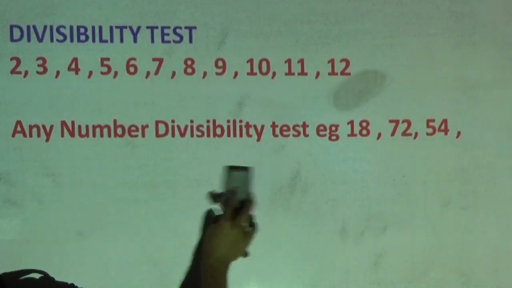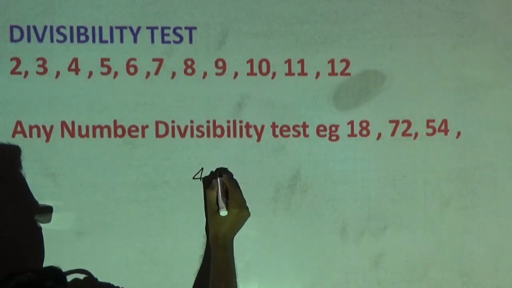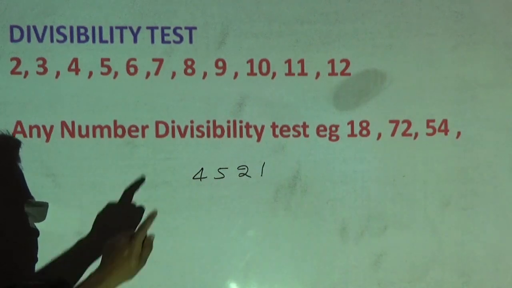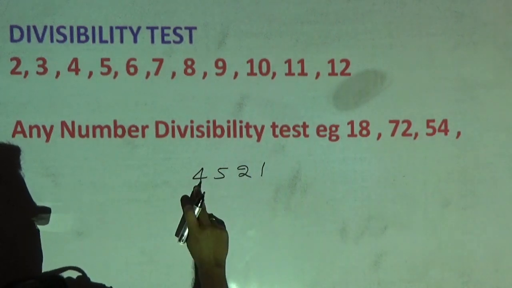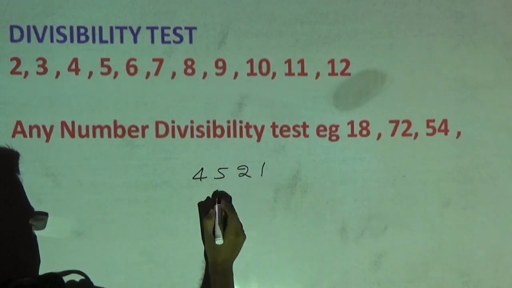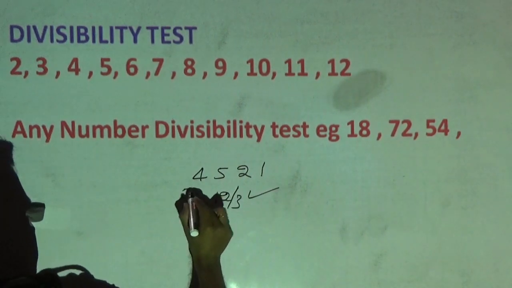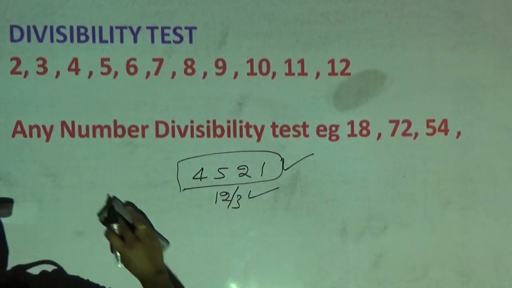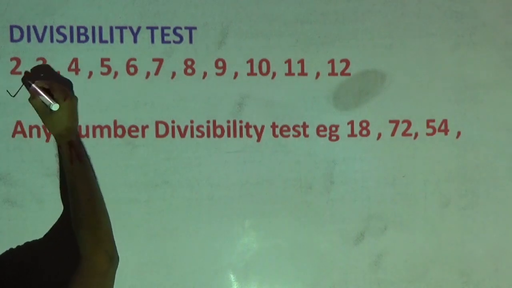I will give one more example for divisibility by 3. 4521. I want to check whether this number is divisible by 3 or not. So, how to check? Add all the digits. 1 plus 2 is 3, 3 plus 5 is 8, 8 plus 4 is 12. So, 12 is divisible by 3. Hence, 4,521 is divisible by 3. So, hope you understood how to check whether a number is divisible by 3 or not. Now, 2 over, 3 over.